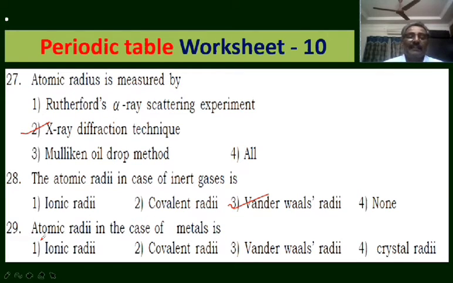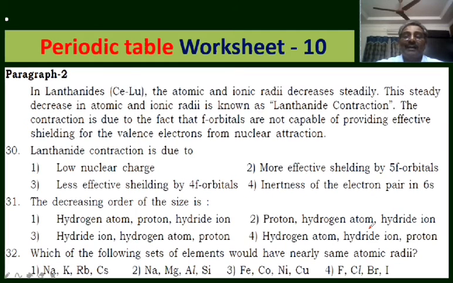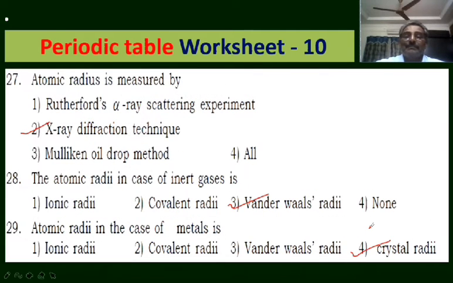29th question. Atomic radii in the case of metals is crystal radii. So the fourth option is the right option. In the case of non-metals, either covalent radii or van der Waals radii are used, but in the case of metals, crystal radius is considered as the atomic radius, as the metallic atoms are bonded together in the crystal lattice in metals.